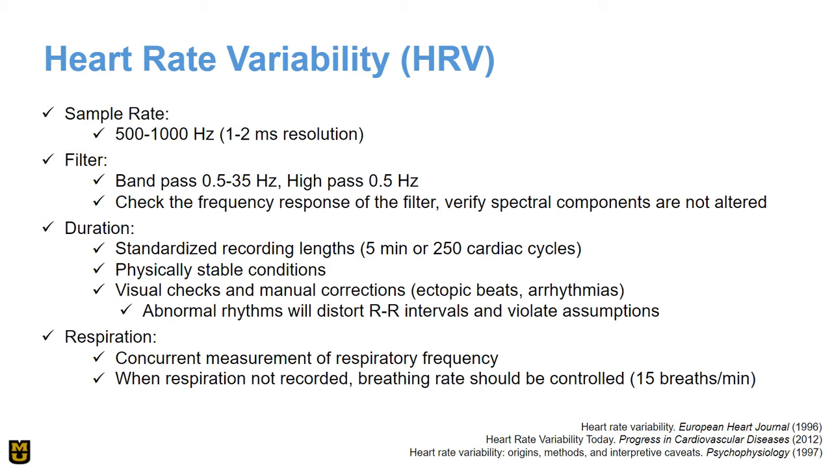Last but not least is respiration. So with measures of heart rate variability, you should really have concurrent measures of respiratory frequency. And as I noted earlier, a respiratory belt would be sufficient. But if you can't record respiration, it's recommended that you control for breathing rates. You actually put your participants on a metronome and have them breathe 15 breaths per minute.